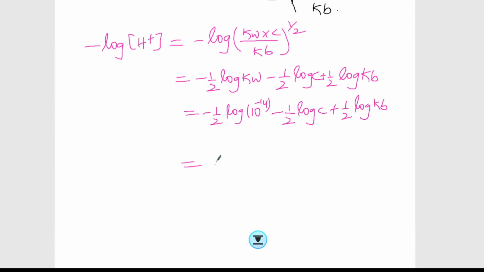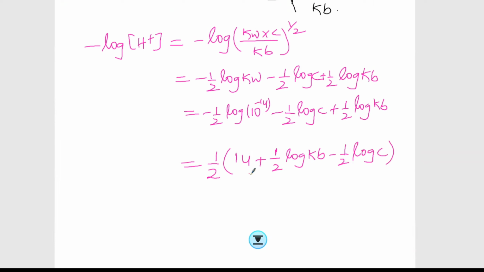14 by 2, or you can write it like this. Okay, 1 by 2. Minus into minus becomes plus. So 14 minus 1 by 2 log C. Okay, I'm writing plus 1 by 2 log KB minus 1 by 2 log C.